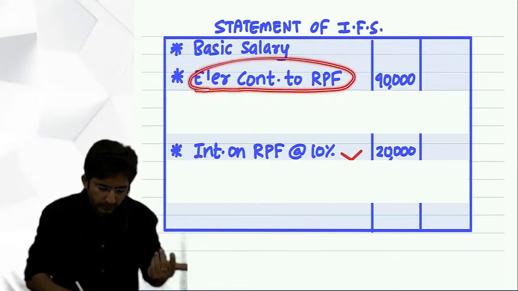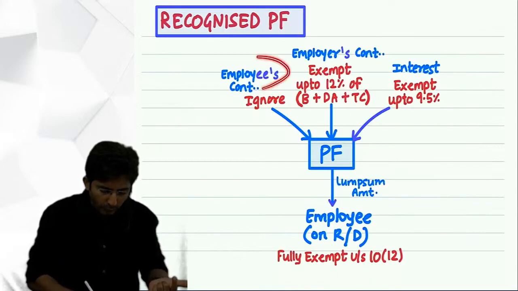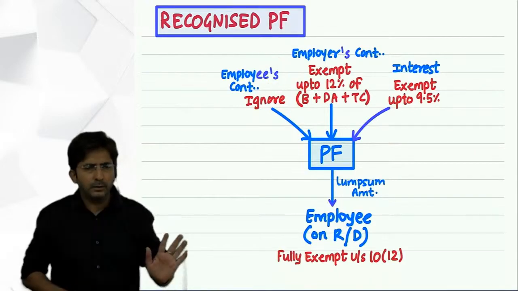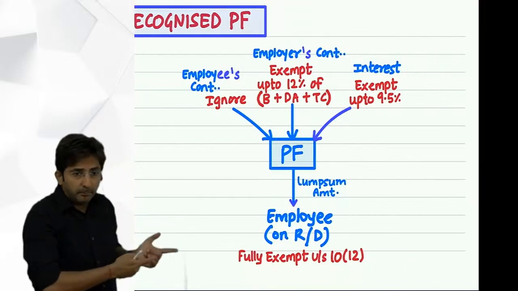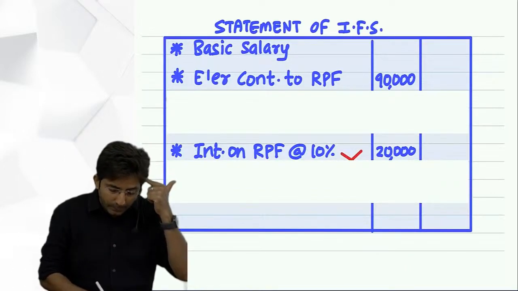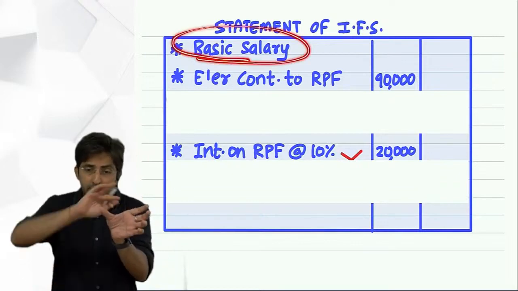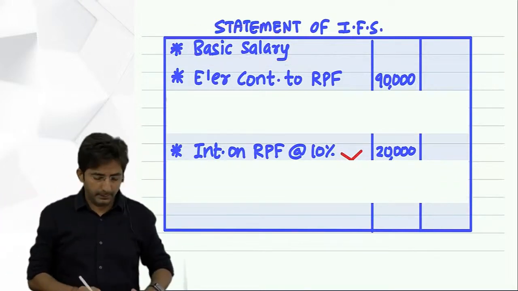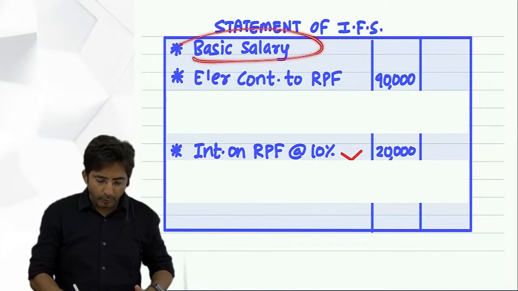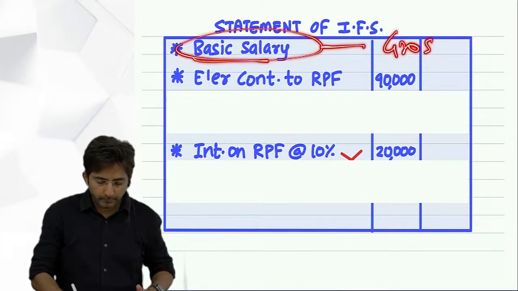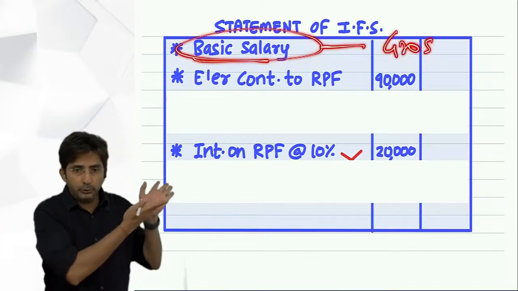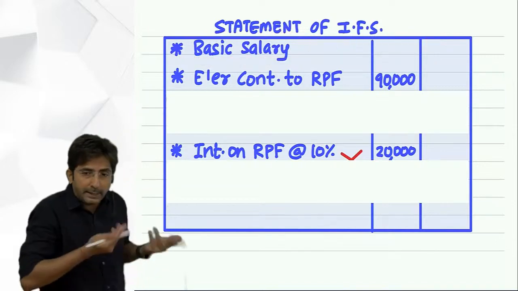First, what will you do with the employee's contribution? Ignore. Don't write it. Have I written it anywhere? No. Because my mind knows it is already there in the basic salary. Employee's contribution is cut from basic only, and this basic salary we have already written in the gross figure. So you are not able to see the employee's contribution, and you don't have to write it.